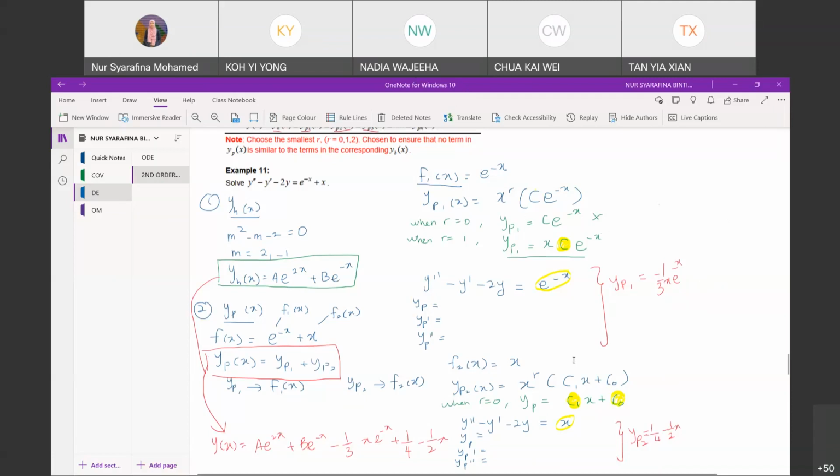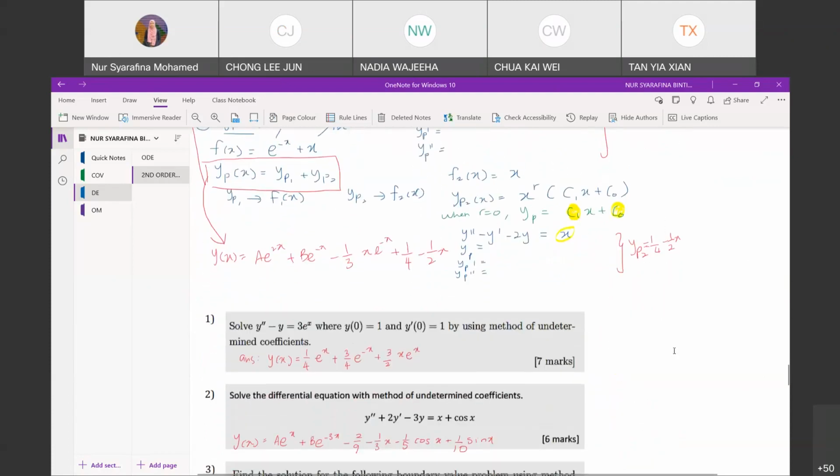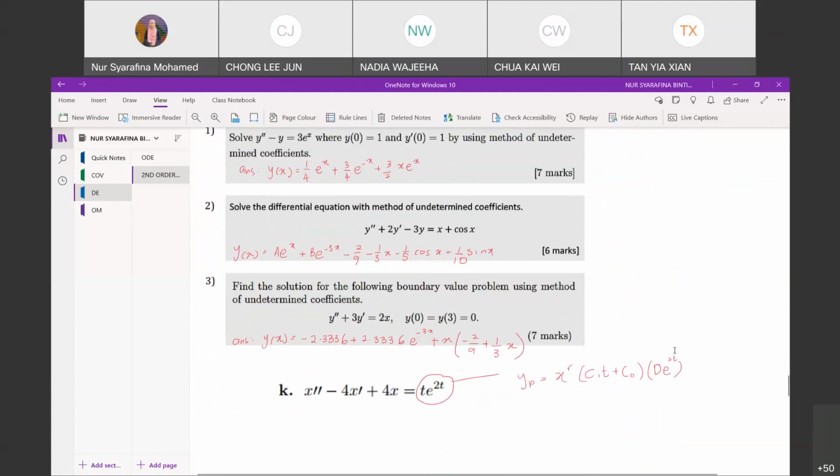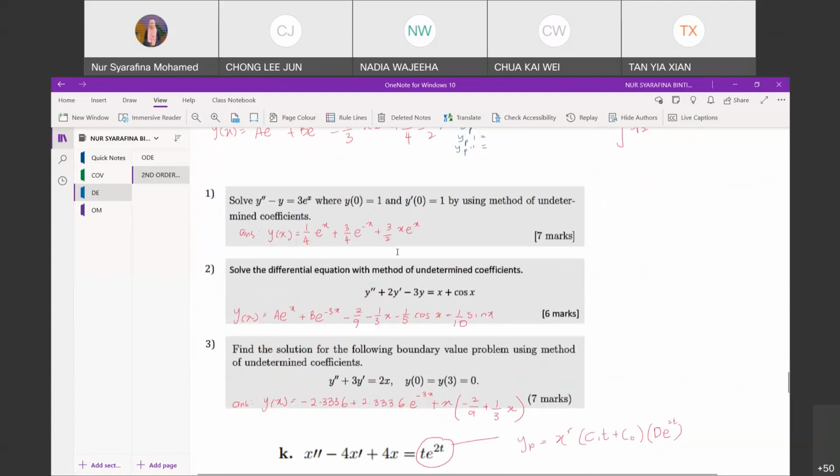Okay. Try to solve this. Find yP, yP prime, yP double prime for each of yP1 and yP2. So compare your answer. All right, so that is for a combination of exponent and polynomial. Okay, now let's try this. I'm going to leave you with this exercise.